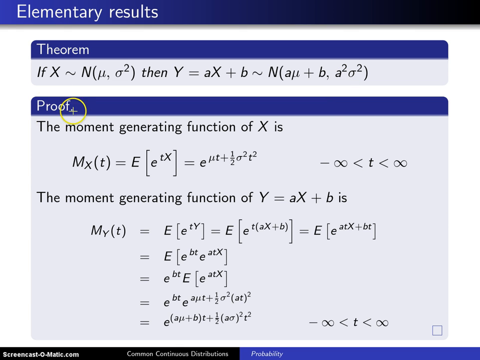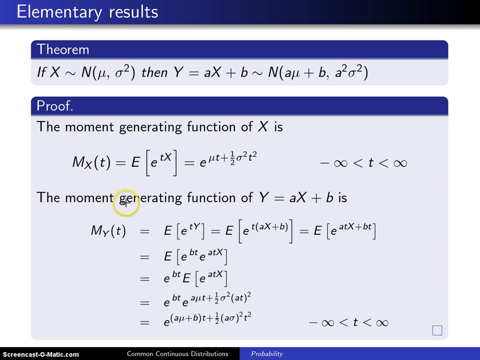The proof of this will use the moment generating function, and on the previous slide we derived the moment generating function of X as M_X of t. Notice it has a subscript now because there's both an X and a Y in this particular result, and it is the expected value of e to the tX, and again on the previous slide we had that as e to the mu t plus 1/2 sigma squared t squared for any t between negative infinity and infinity.